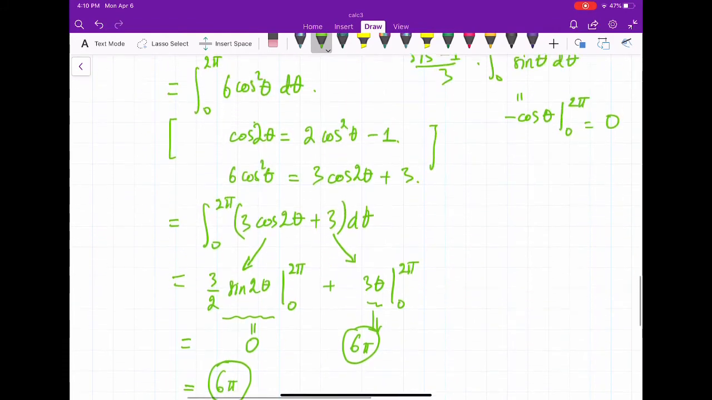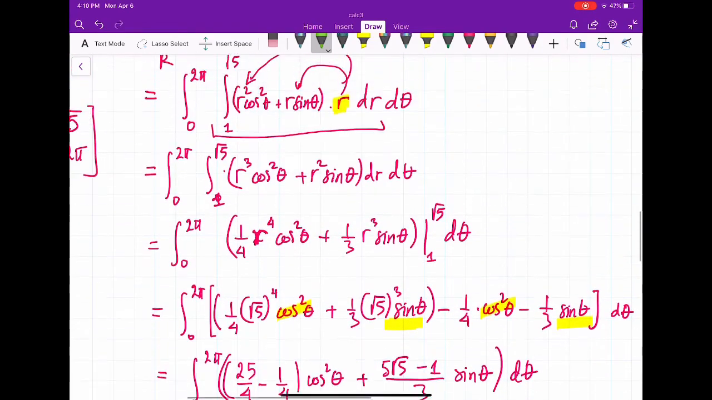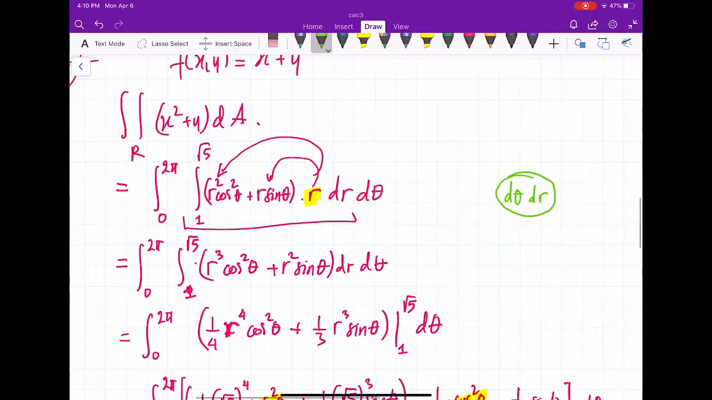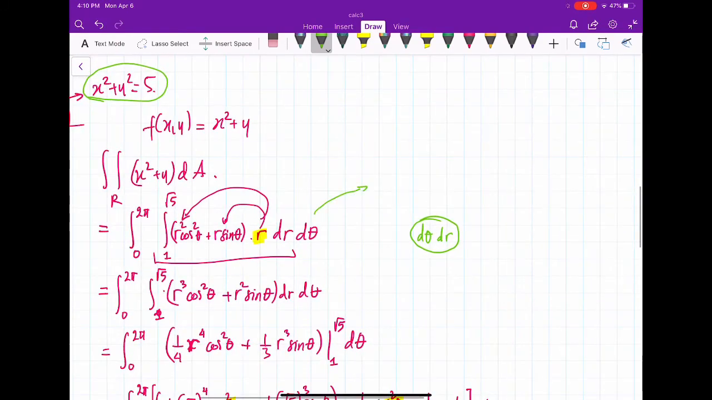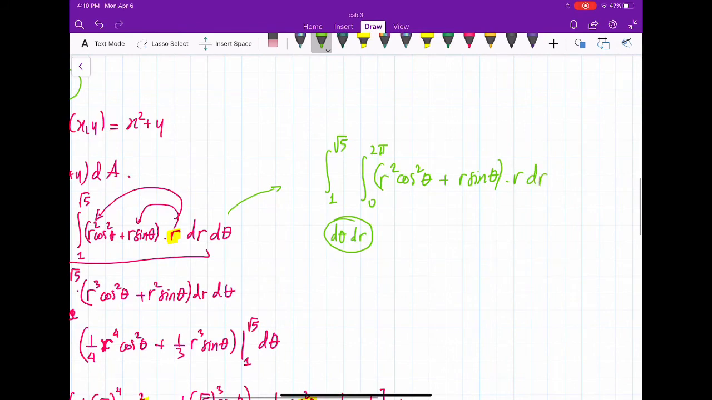So this is how we can solve this problem. I would challenge you to solve this integral in the order d theta dr. That means you have to solve the following example: the integral from 1 to square root of 5, integral from 0 to 2 pi, of r squared cosine squared theta plus r sine theta, times r d theta, and dr.